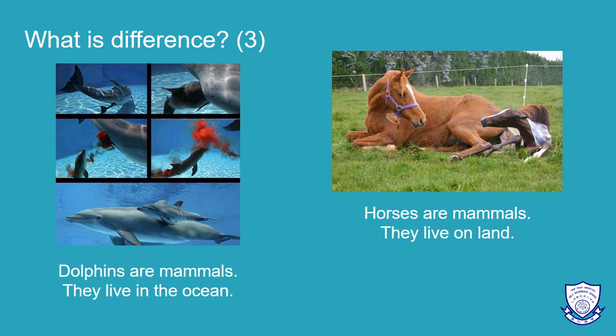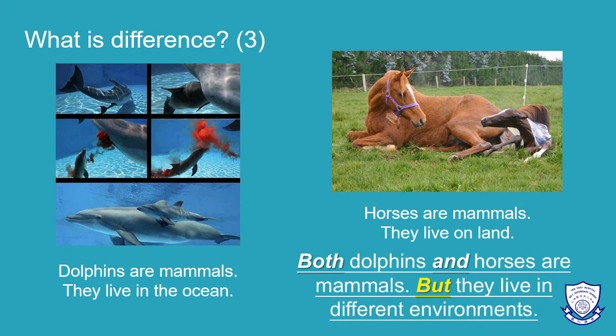We can also connect these two sentences in another, different way. So here you see the descriptions about dolphins and horses are the same, but we have: both dolphins and horses are mammals, full stop, but they live in different environments. So in this example sentence, but is used to highlight the difference between horses and dolphins.